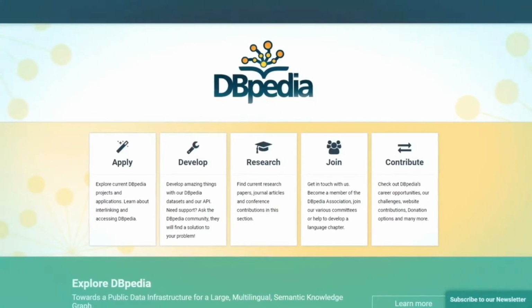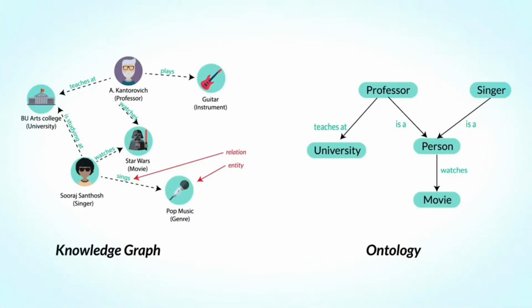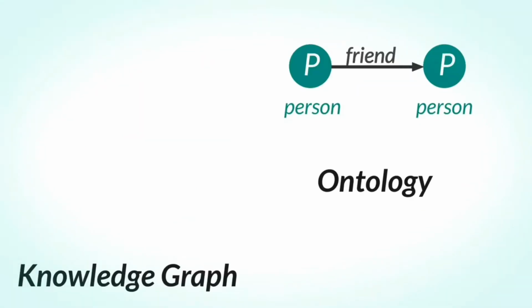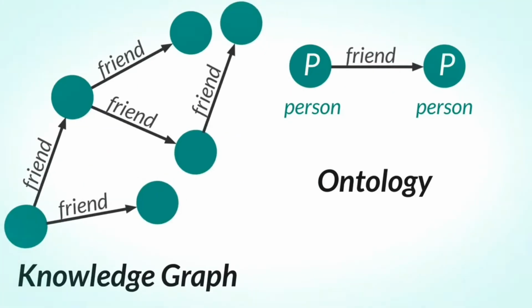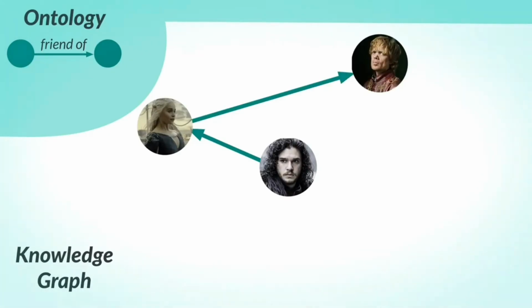These massive knowledge graphs are defined by a schema or metadata called ontology. So if the ontology is person is friend of person, the graph can have thousands of nodes for this small piece of metadata. Like John is friend of Khaleesi, and Khaleesi is friend of Tyrion, and Tyrion is friend of Lord Varys.